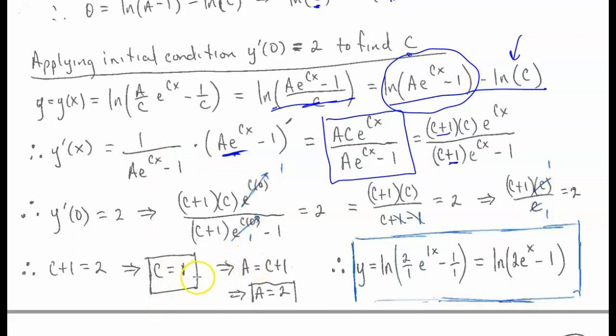So if c is equal to 1 and a is equal to c plus 1, then it means that a has to be 2. So now we know what c is and we know what a is. We can plug that back into our equation here, a and c, and it just ends up being natural log of e raised to the 2x minus 1. And that is our final answer. That would be our particular solution for this particular initial value problem.